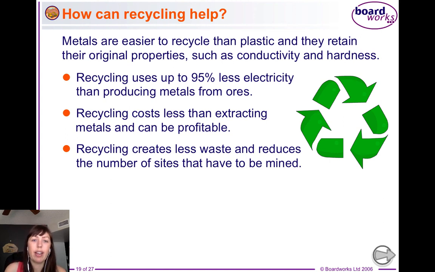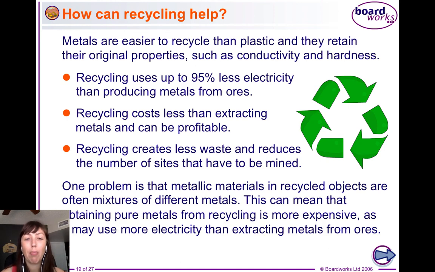Okay, recycling creates less waste and reduces the number of sites that have to be mined. But one problem is that metallic materials and recycled objects are often mixtures of different metals. And this can mean that obtaining pure metals from recycling is more expensive, as it may use more electricity than extracting metals from ores.